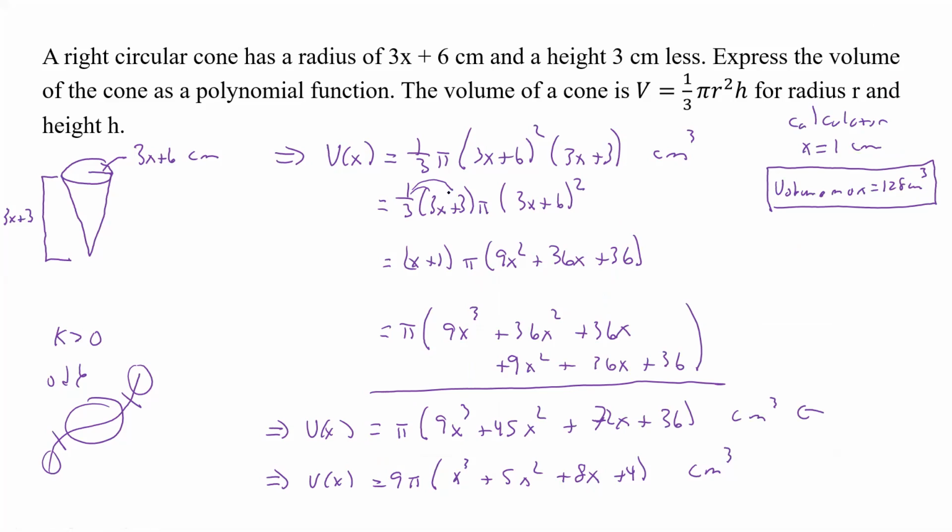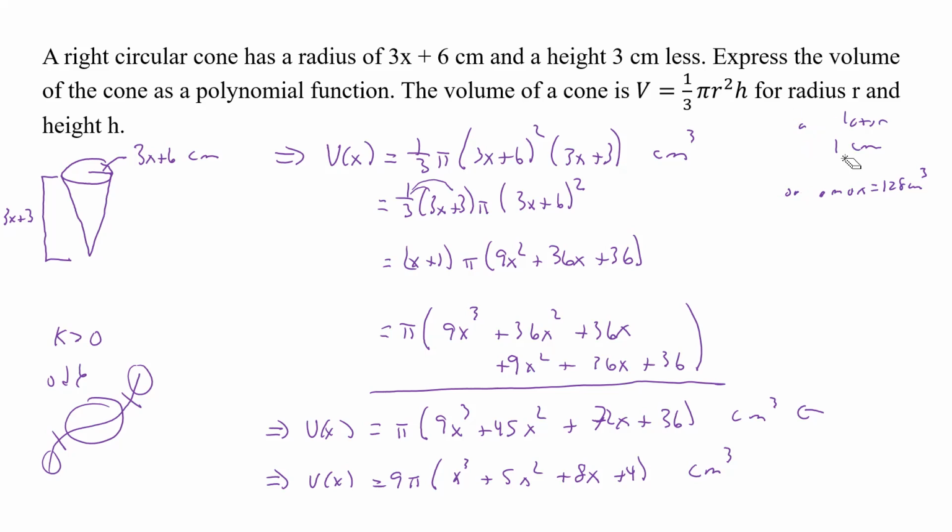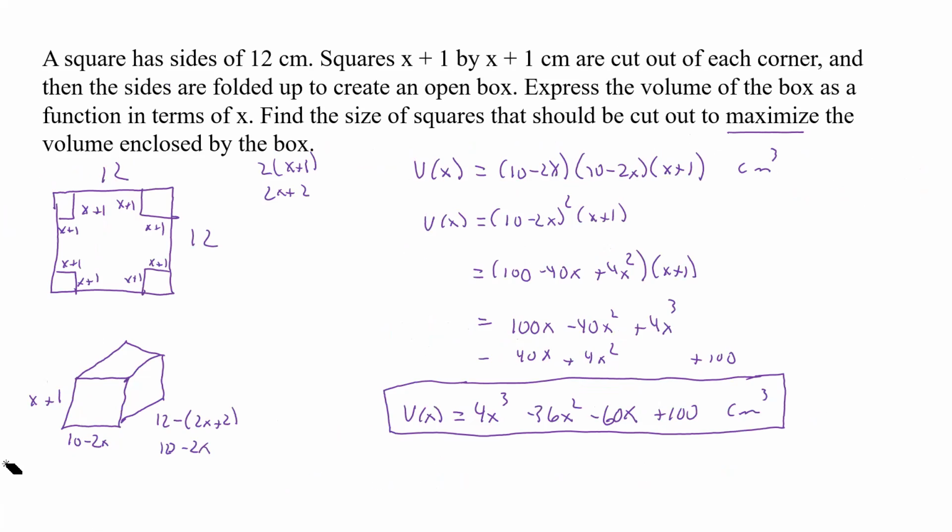Oops, what am I doing? I got the wrong page here. There we are, that looks better. Now, from the calculator, I got x was equal to 1 centimeter, and the volume max was equal to 128 centimeters cubed. So that was my max volume.